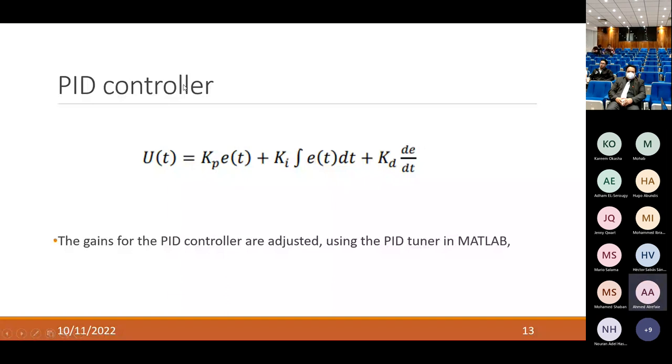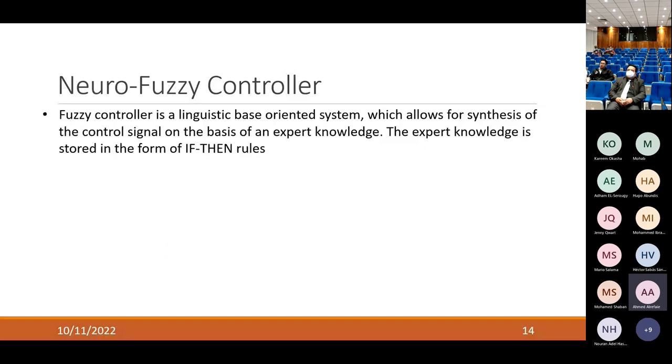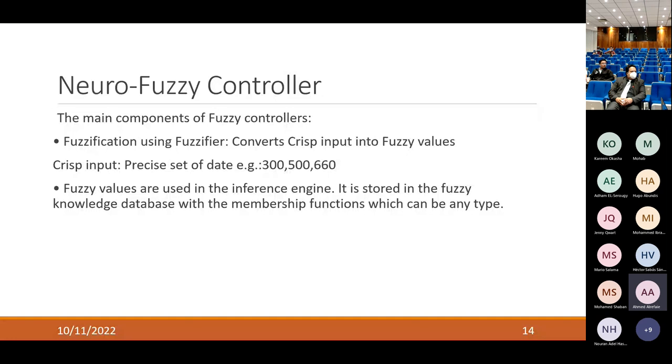And going to the Neuro-Fuzzy controller. Before digging into the Neuro-Fuzzy controller, we must speak a little about the fuzzy controller, because a fuzzy controller is a linguistic-based oriented system which allows for the synthesis of the control signal on the basis of expert knowledge. This expert knowledge is stored in the form of if-then rules. These are the main components of the fuzzy controller: a fuzzifier, inference engine, and defuzzifier, as shown in this diagram.